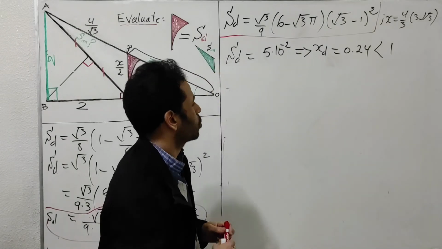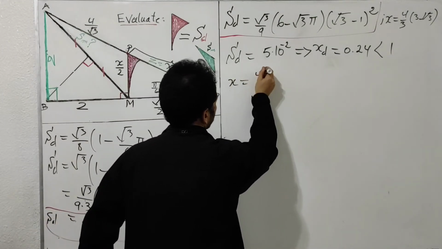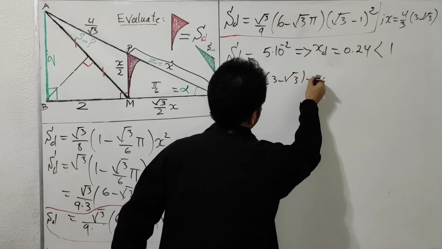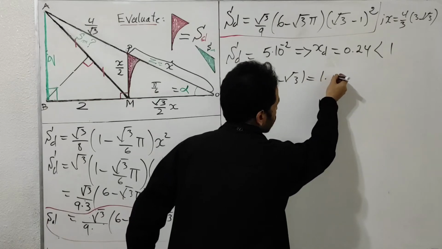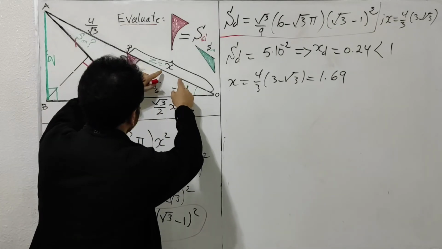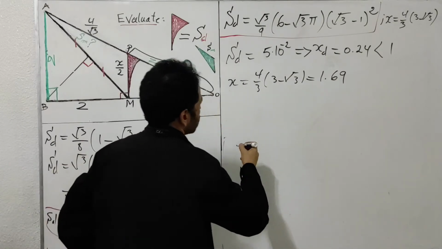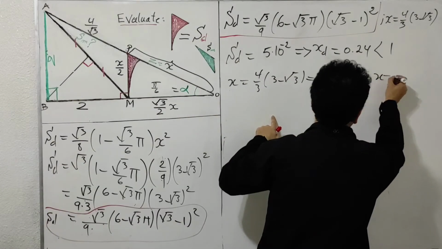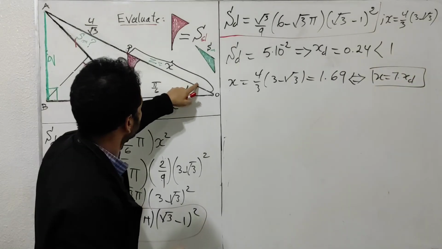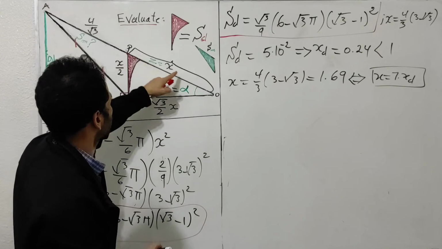Okay, so in other words, we have x equal to 4 over 3 multiplied by 3 minus square root of 3. This is almost equal to 1.69. So the distance x from this point P to O equals 1.69, so x equals 7 times xd. If you have a good measurement, you can find that this segment PO is broken into 7 equal parts.